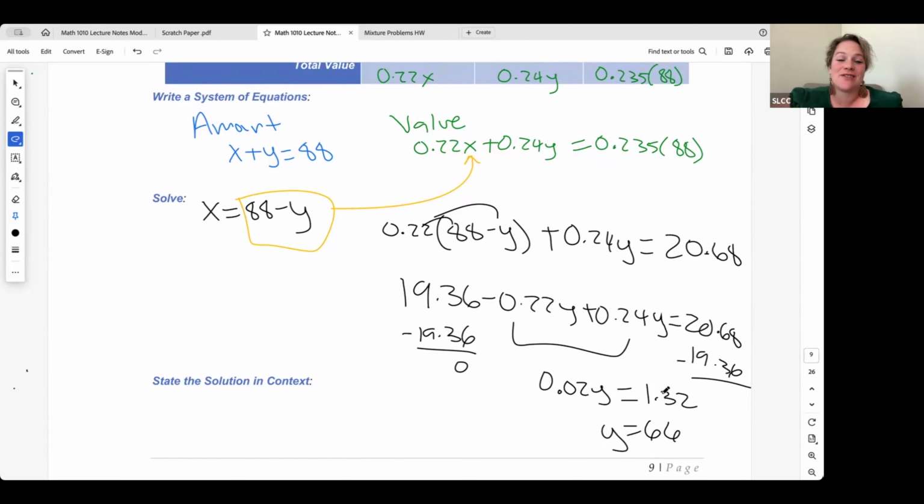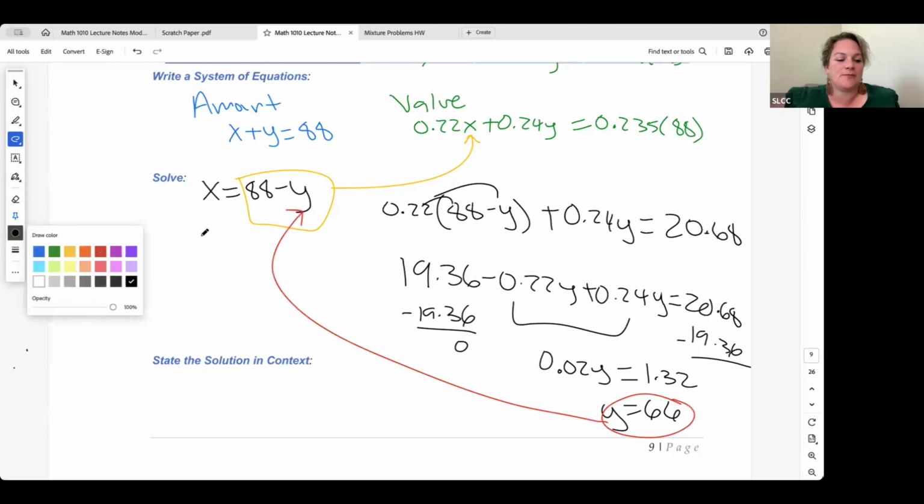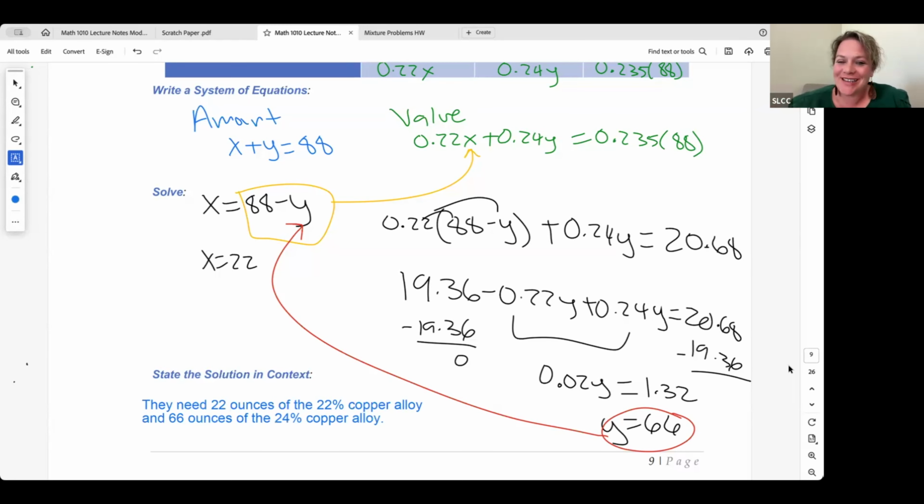The great thing about solving by substitution is once you find one of your variables, you just plug it back in to the original equation. So 88 minus 66, and now I know that x equals 22. And finally, we state our answer with the correct units. So they need 22 ounces of the 22% copper alloy and 66 ounces of the 24% copper alloy.